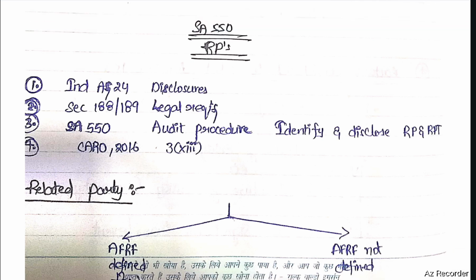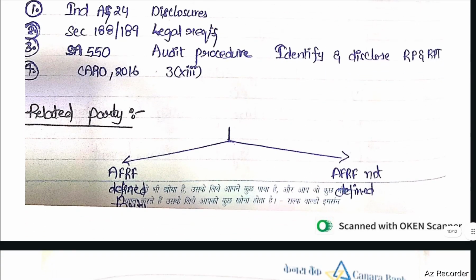SA 550, related parties. For related parties, disclosures need to be made as per Ind AS 24 and as per sections 188, 186 and 189 of the Companies Act 2013. These are the legal requirements for disclosures pertaining to related parties. SA 550, audit procedures to identify and disclose related parties and related party transactions. Next, in CARO also we have mentioned related parties. Related parties are of two types: applicable financial reporting framework defined parties and applicable financial reporting framework not defined parties.